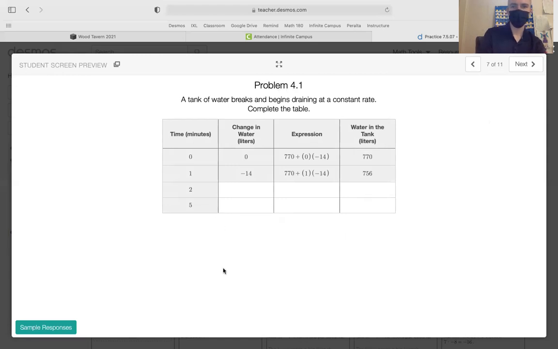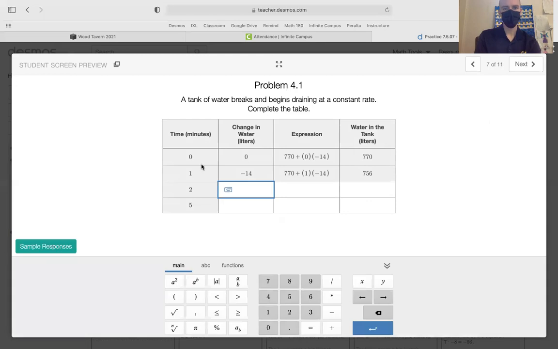All right, so a tank of water breaks and begins draining at a constant rate. Complete the table. A constant rate tells us that there's going to be a constant of proportionality. This is a proportional relationship here. If after 1 hour the change is negative 14, or it's lost 14 gallons of water, then every hour it's going to lose 14, right? That's its unit rate. So 2 times negative 14 is negative 28. And 5 times negative 14 is negative 70.